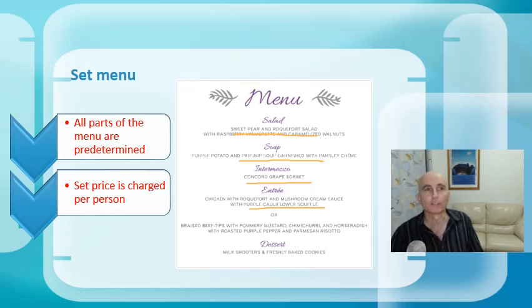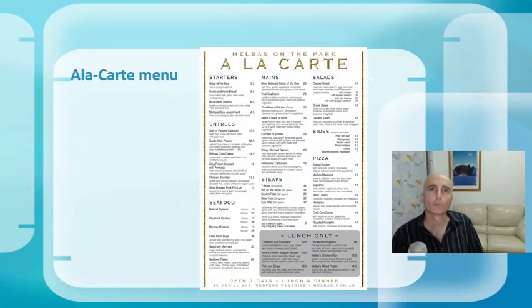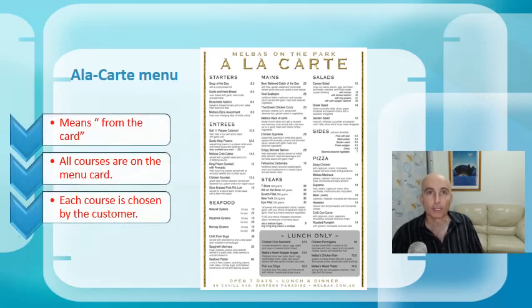Most of you are going to be familiar with an a la carte menu. Basically, a la carte means from the card, and you'll see here there are a range of courses, and each member of your party might choose a different main, a different starter, and maybe a different dessert. They are all priced differently, and this is probably the most popular style of dining that we'll find here in Sydney and across the world.